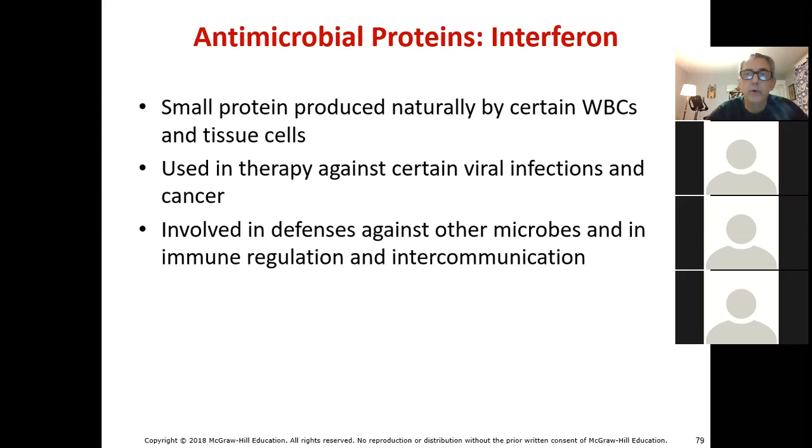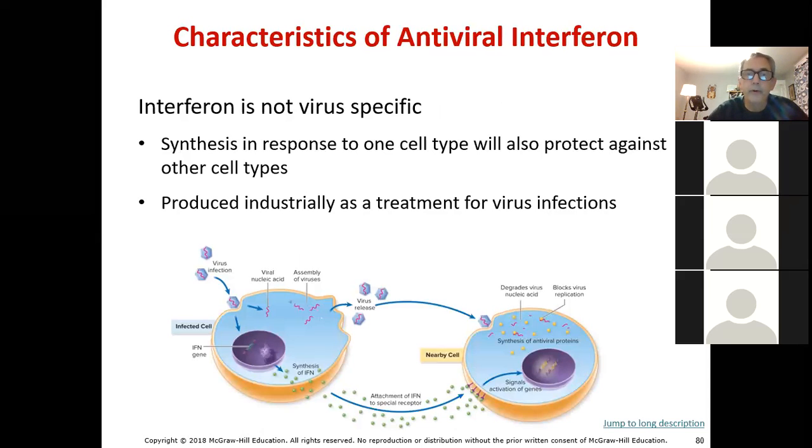Now there are various antimicrobial proteins. I mentioned interferon. When a cell is infected with a virus, it will release interferon and stimulate other cells to make antiviral proteins. Now that we're able to make interferon, we can use it to treat viral infections like hepatitis and also cancer. It's involved in defenses against other microbes, immune regulation, and intercellular communication. Interferon, however, is not virus specific. It's synthesized in response to one cell type, and it'll protect other cells. So a cell gets infected with a virus, it makes the interferon, and that signals the other cells to get ready and make antiviral proteins to protect the cell.